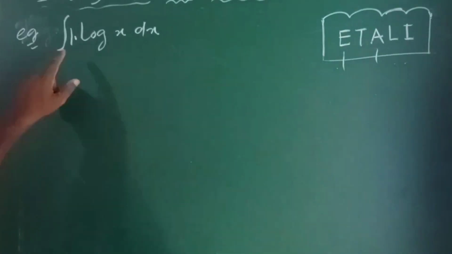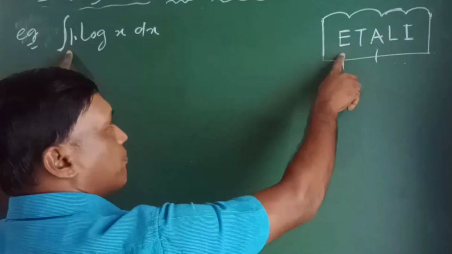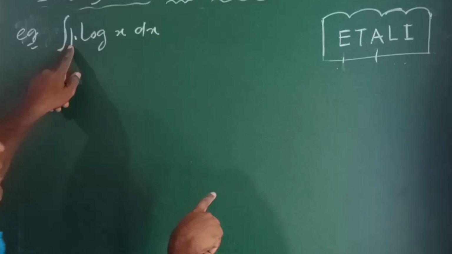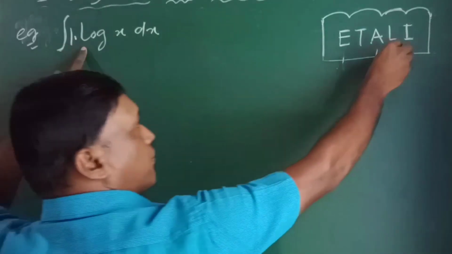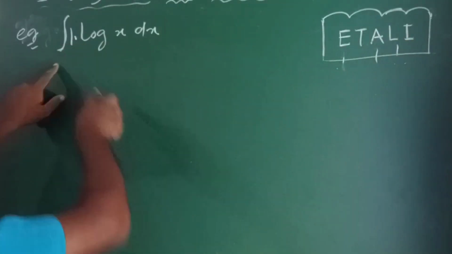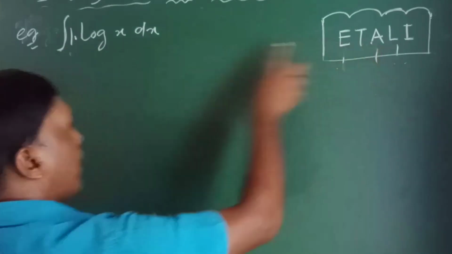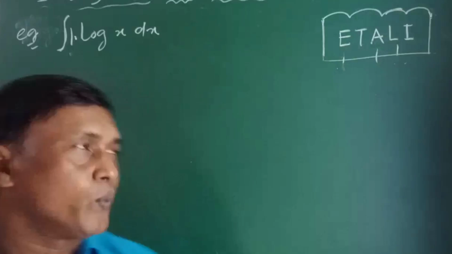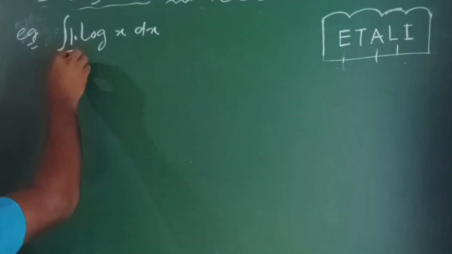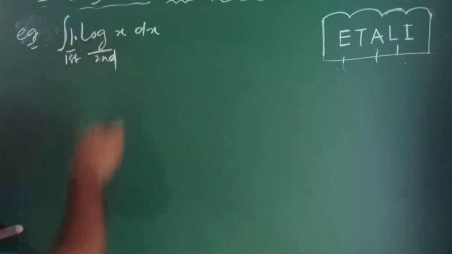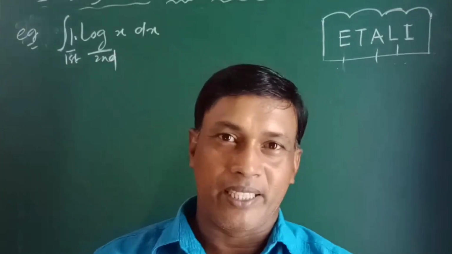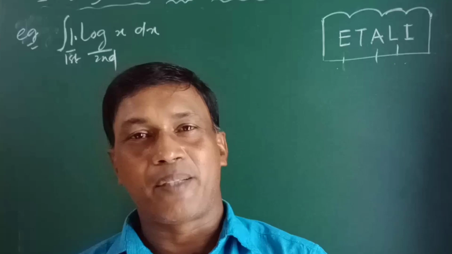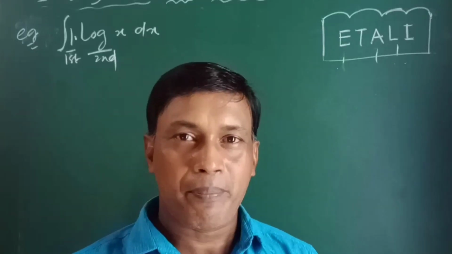Now look here. 1 is the algebraic function, and log x is the logarithm function. In this order, the algebraic function comes first. So 1 is the first function and log x is the second function. In every logarithm function, multiply by 1; 1 is the first function and the logarithm function is the second function. Now you can apply by parts to integrate.